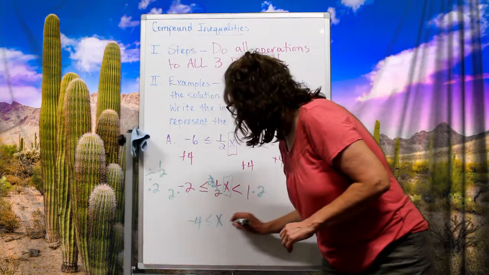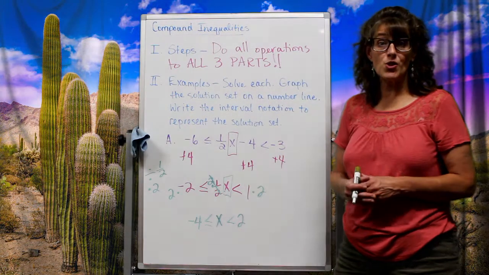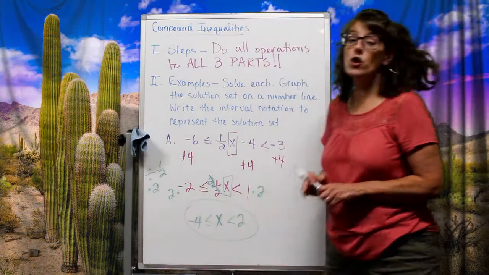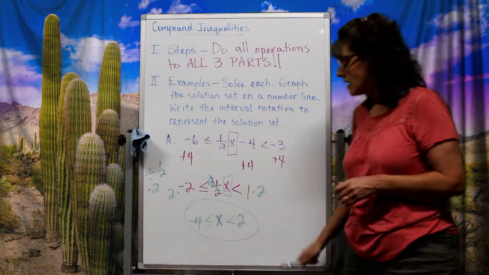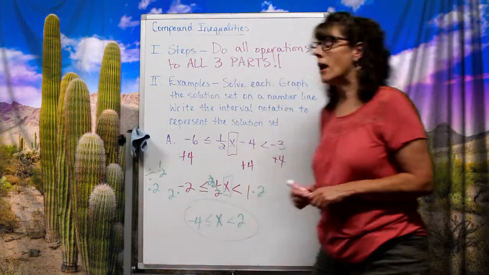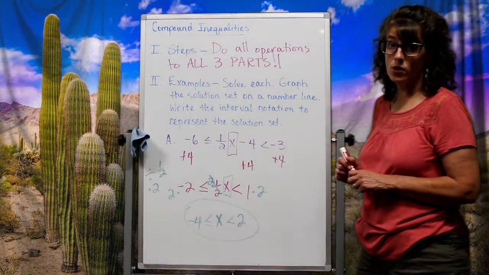So my symbols are going to stay the way they are, and there is the solution to that compound inequality, because I have my x by itself. Now notice that in the directions here, it does say solve the inequality. We did that. Graph it. Okay, so now it's time to graph that solution set on a number line.